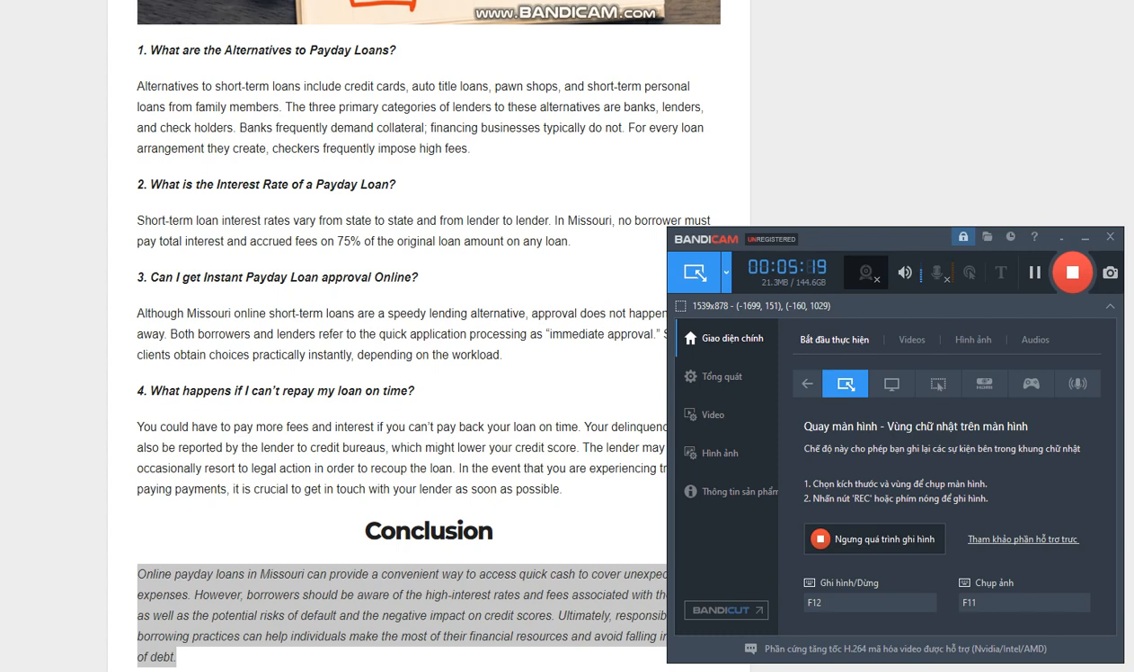cover unexpected expenses. However, borrowers should be aware of the high interest rates and fees associated with these loans, as well as the potential risks of default and the negative impact on credit scores. Ultimately, responsible borrowing practices can help individuals make the most of their financial resources and avoid falling into a cycle of debt.